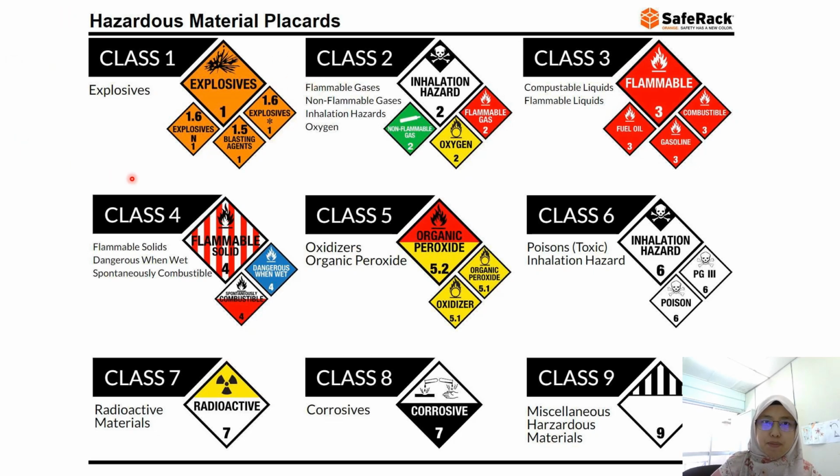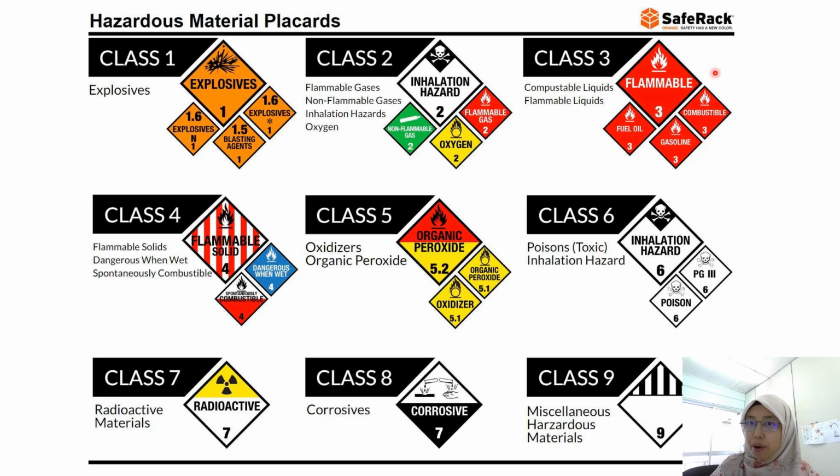So here, as you can see on the hazardous materials placards, class 1 is for explosives. They have numbers 1.1, 1.5, 1.6 that determine the dangerousness, and the class is divided by subcategories of flammability and explosivity. Now class 2 is flammable gases, non-flammable gases, inhalation hazards, and also oxygen. For number 2, it usually shows a skull, and it also states number 2. And it could be inhalation, flammable, oxygen, and also non-flammable gas.